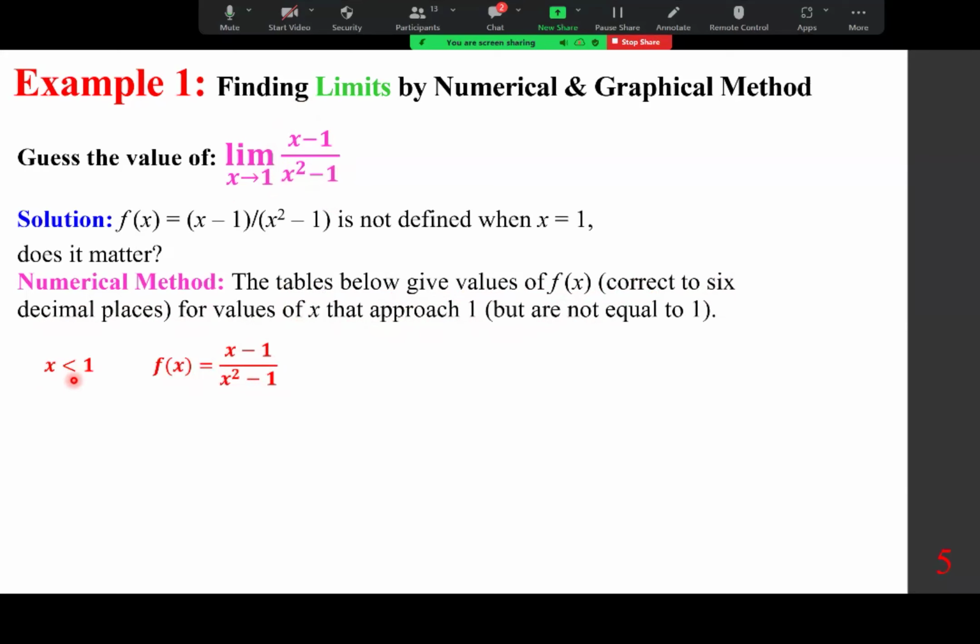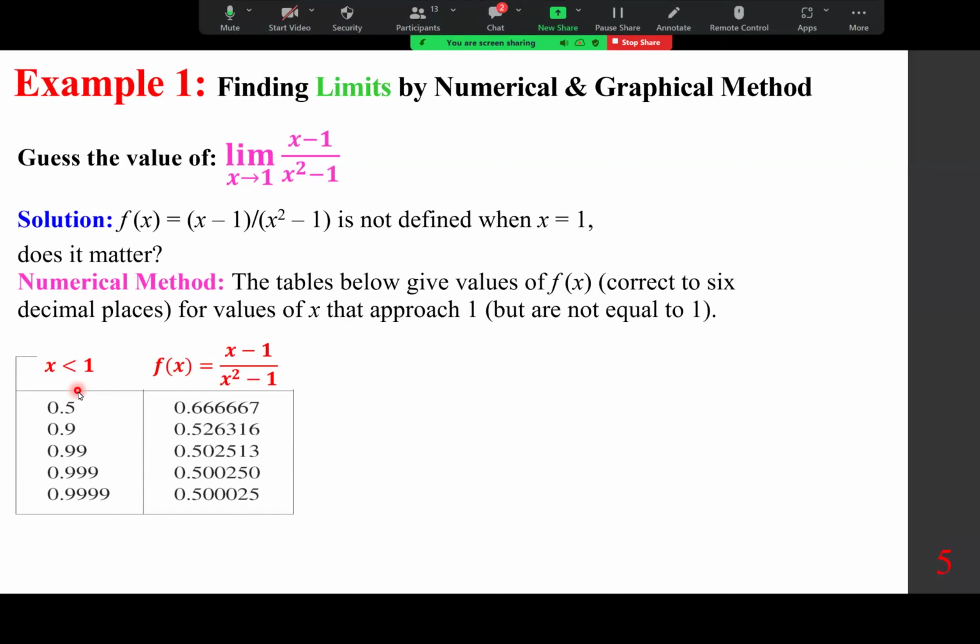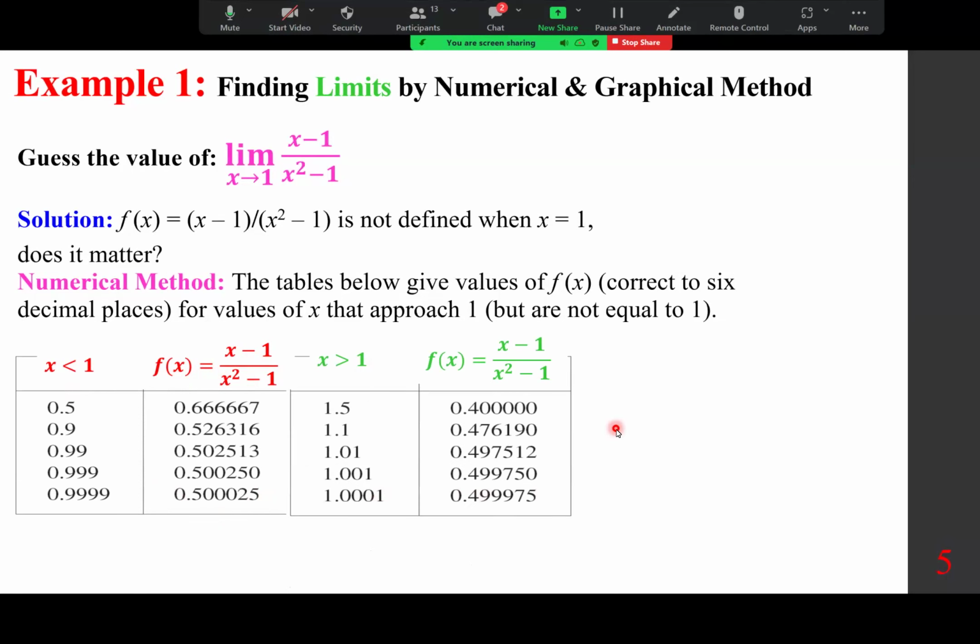From the left side, x less than 1, please understand 0.5, 0.6, 0.7, 0.8, 0.9, those are way off. So we get closer, like 0.99, 0.999, and so on. And when we do that, it gives rise to these answers. From the right side, when x is larger than 1, for example, 1.5, 1.4, 1.3, 1.2, 1.1, we are getting closer and closer to 1, 1.01, and so on and so forth. And as we get closer, we get to those values.